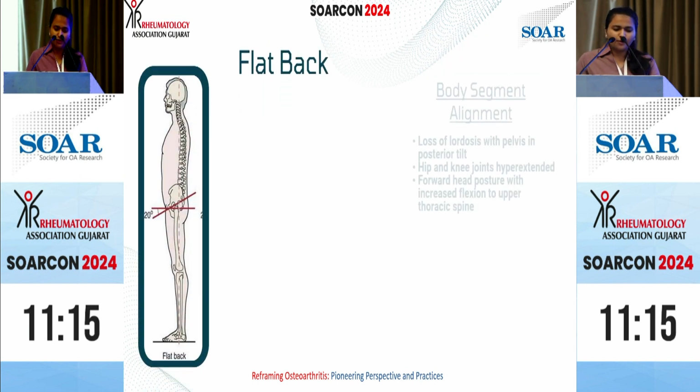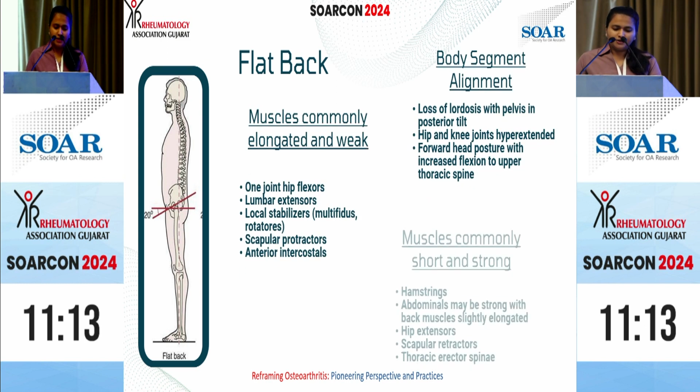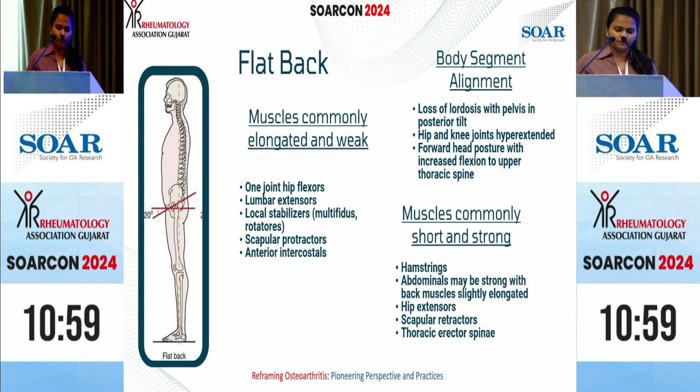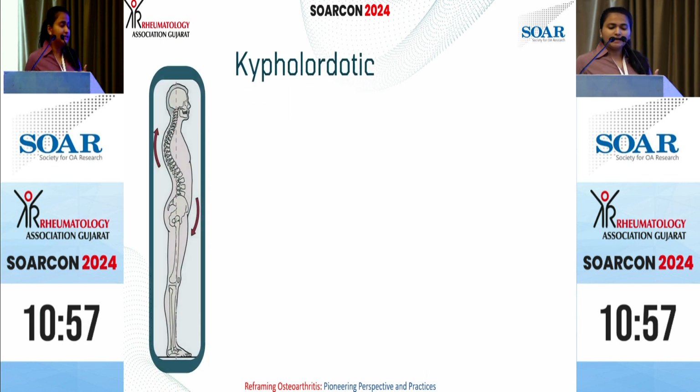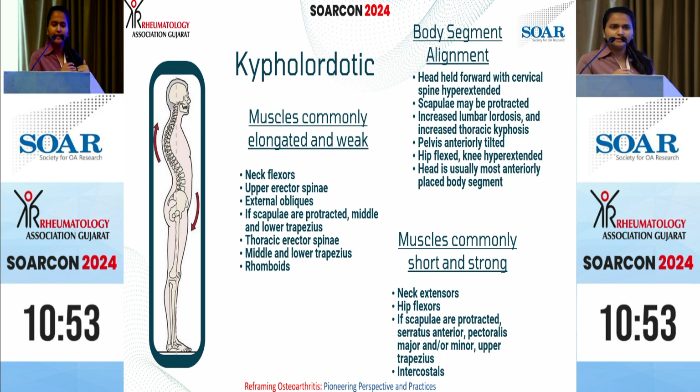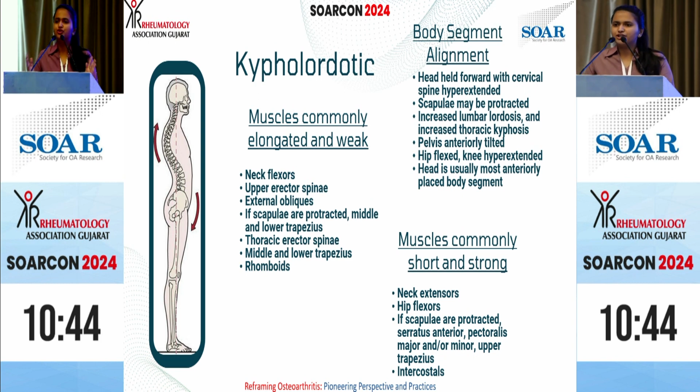Flat back is also a very common posture. Here there is loss of lordosis, the patient is in posterior pelvic tilt. Then the muscles which are elongated are mainly the one joint hip flexors and the lumbar extensors, shortened are the hamstrings and abdominals. The next is the kypholordotic posture. Now this posture is a mixture of the round back and the lordotic posture. So the importance of knowing the posture is to know what to stretch and what to strengthen.